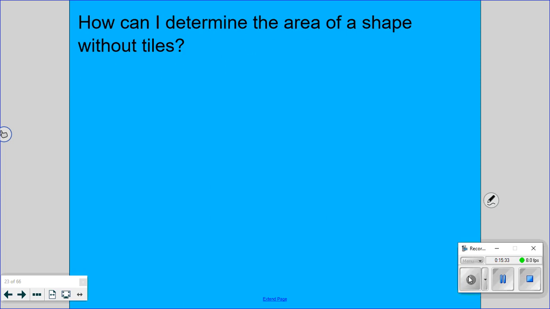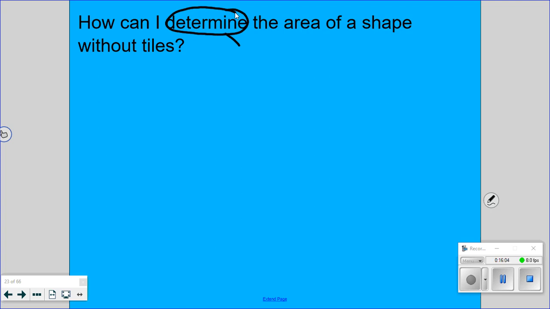This title says, how can I determine the area of a shape without tiles? Circle the word determine. What does that mean? We're going to talk about it.